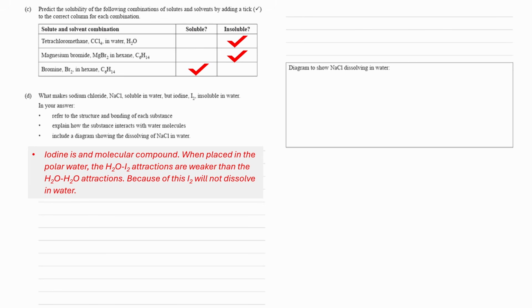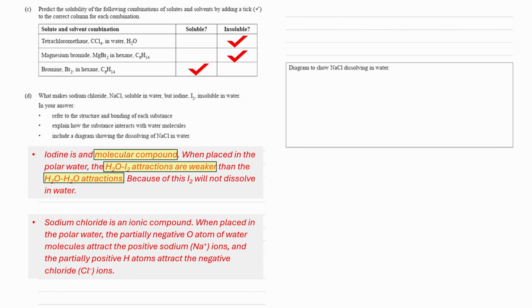Okay, so that is the iodine. Explain why it doesn't dissolve. That's quite straightforward. We gave the type of substance, and we said how it interacts with water. We didn't need to include a diagram because that's for the other one. Okay. So sodium chloride is an ionic compound.